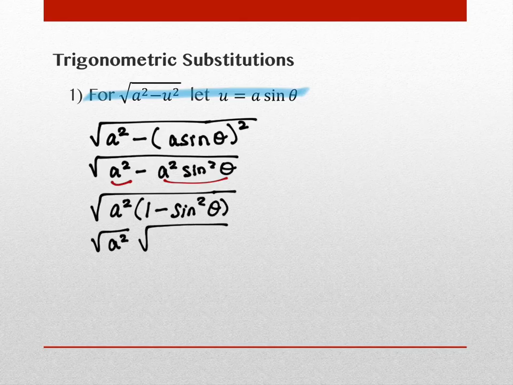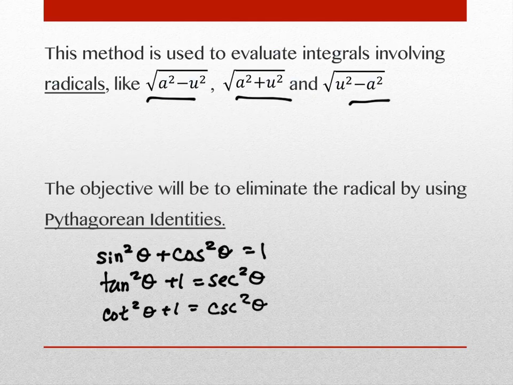Now, there is a property for radicals that says I can separate these two pieces apart because of the multiplication. So it doesn't work for addition and subtraction, but it does work for multiplication. So what's the square root of a squared? A. That's fine. Now, I still can't take the square root of 1 and the square root of sine squared. That's not going to work. That's going to be cosine squared? It is going to be cosine squared.